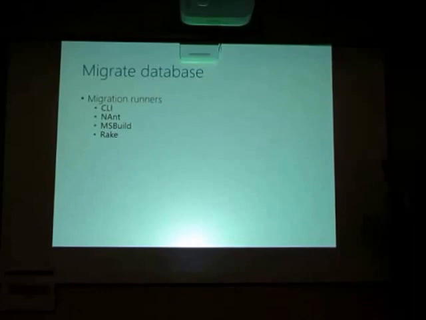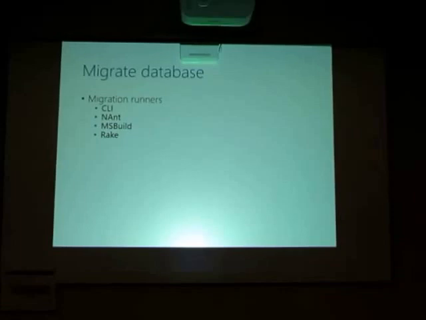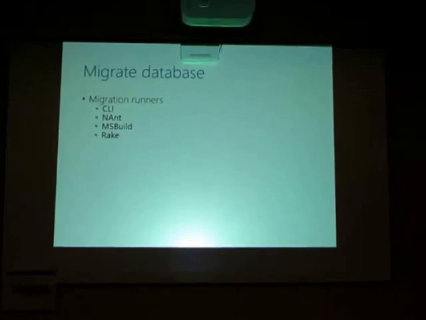So how are these classes used? Usually you put all these migrations in one assembly, you compile this assembly, so you have a DLL, and then you use a migration runner. So you say, okay, here's my DLL assembly, here's my database, and please do the migration. You can use just the command line migrator, you can use an NAnt task, a MSBuild task, and a Rake task. So you can directly integrate Fluent Migrator in your build scripts, in your continuous integration.